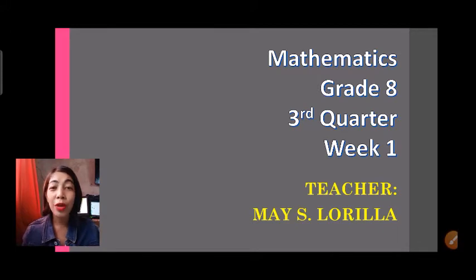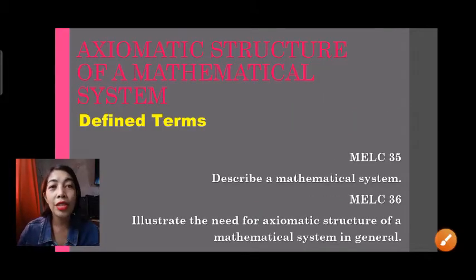And we are still working for the week 1 of the third quarter of grade 8 mathematics. Our lesson is axiomatic structure of a mathematical system, wherein at the end of this lesson, you will be able to demonstrate MELC 35 and MELC 36. Wherein you will be able to describe a mathematical system and illustrate the need for axiomatic structure of a mathematical system in general. In this video, we're going to focus on defined terms.